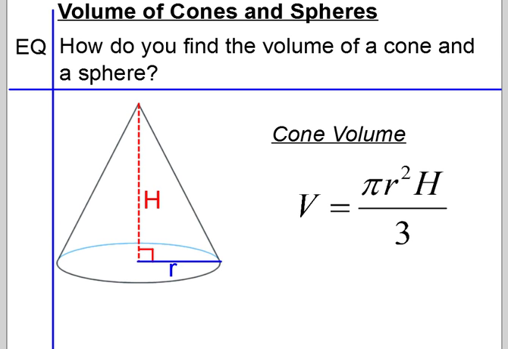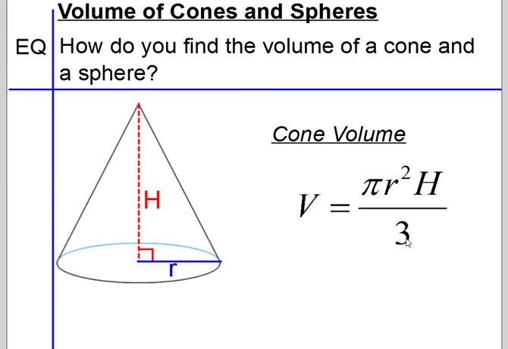This lesson is going to cover volume of cones and spheres. And our EQ is how do you find the volume of a cone and a sphere? So our cone is found by taking the area of a circle, multiplying it by height, and then dividing it by 3. This is done by doing pi r squared times the height of the cone, all divided by 3.